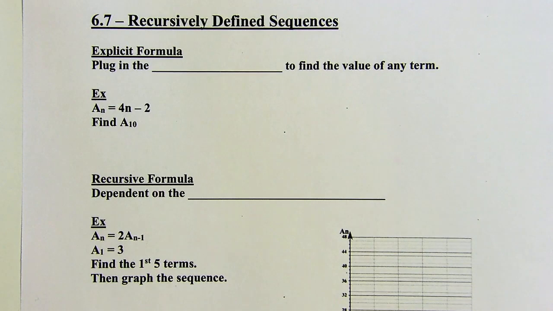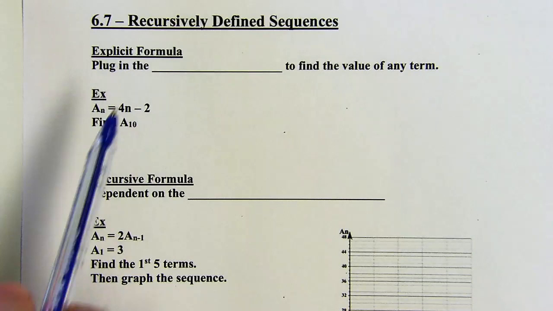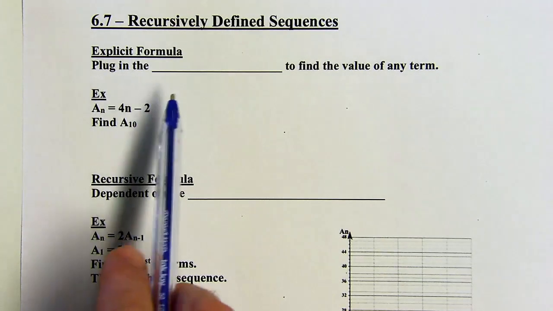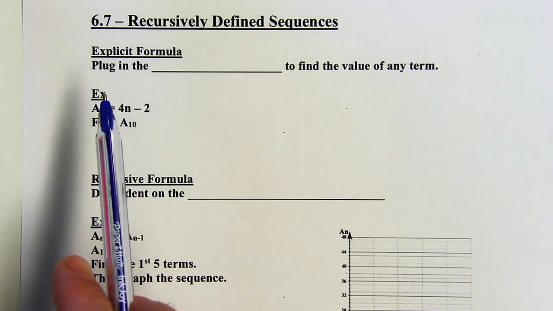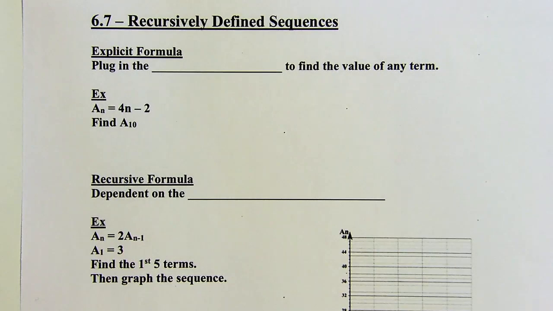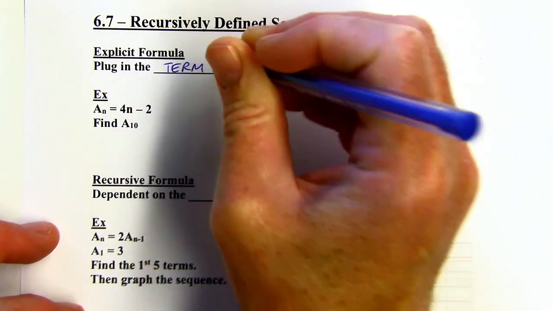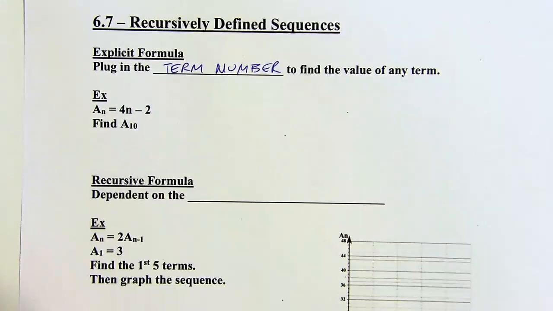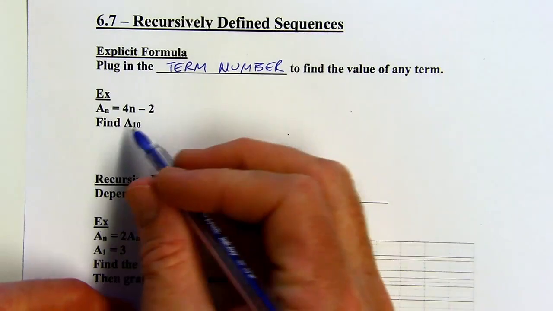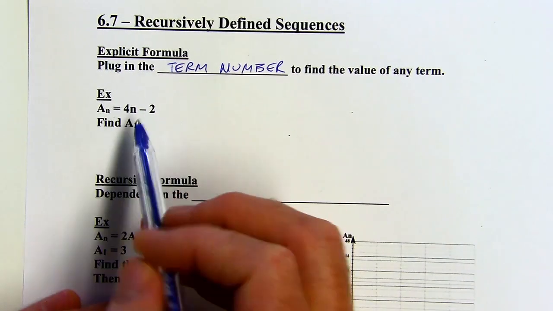6.7, recursively defined sequences. Okay, so we've been dealing with formulas for sequences that are called explicit formulas. And with explicit formulas, you plug in the term number to find any term value. Term number is the blank there, okay? So in this example, I'm trying to find a sub 10.